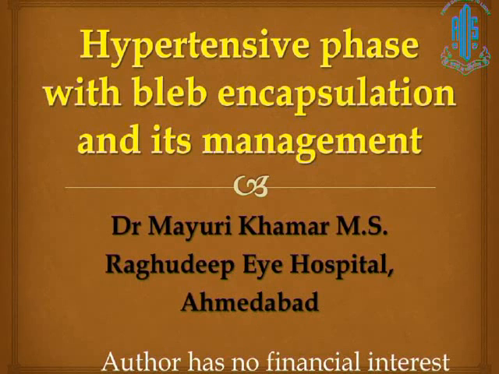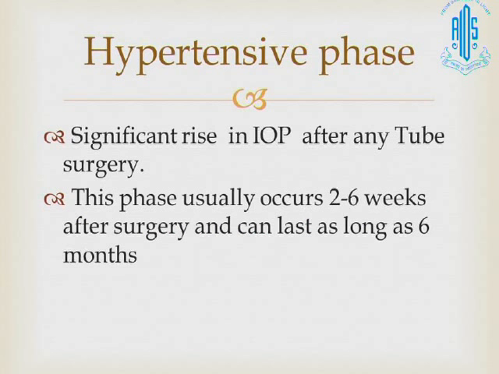I'm going to talk on hypertensive phase with the bleb encapsulation and its management. No financial interest. What do we mean by hypertensive phase? It's a significant rise in intraocular pressure after any tube surgery. This phase usually occurs within 2 to 6 weeks after surgery and can last up to even 6 months.